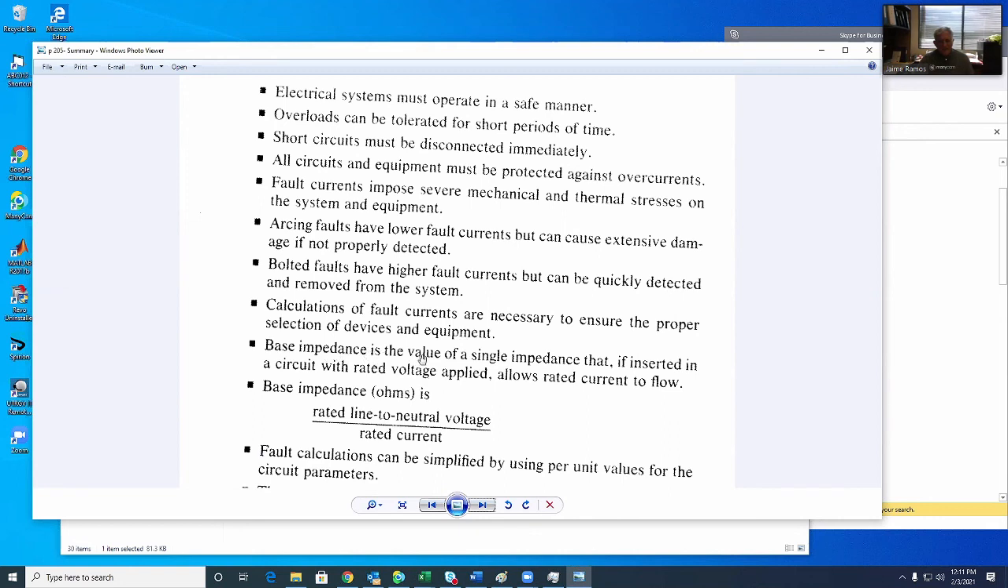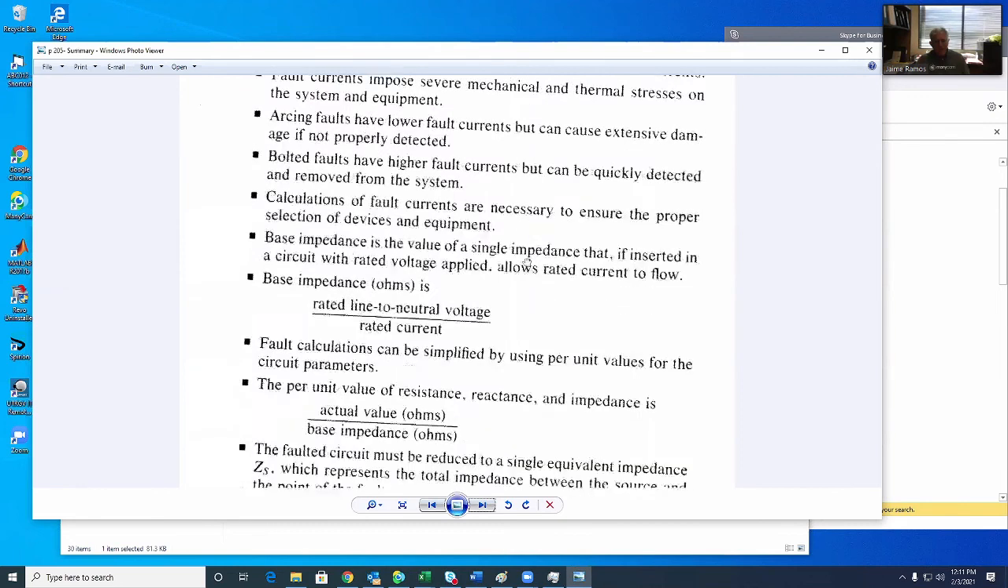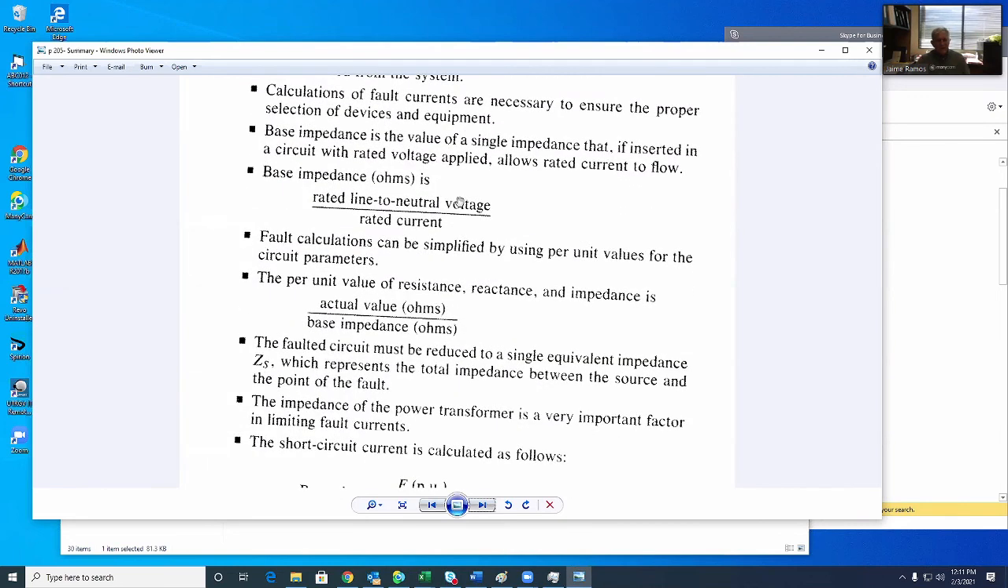Base impedance is the value of a single impedance that, if inserted in the circuit with rated voltage applied, allows the rated current to flow. Okay, so this is interesting. At rated conditions, the impedance in the circuit is going to be equal to base impedance. So therefore, this is the definition of base impedance.